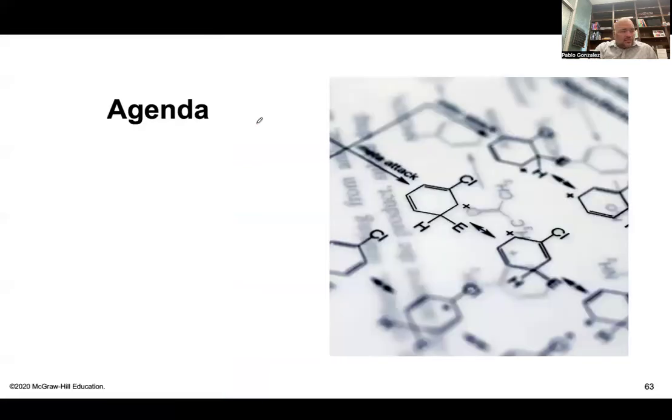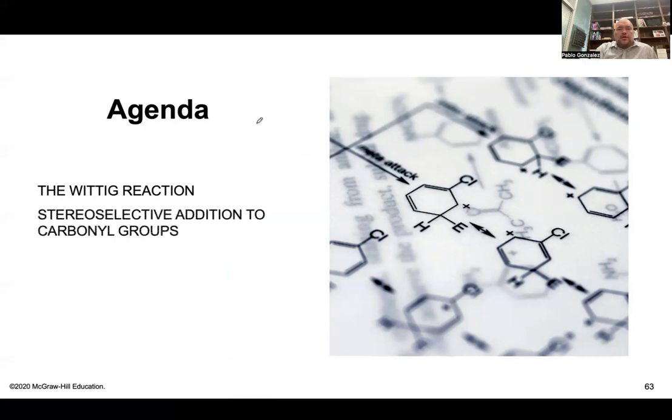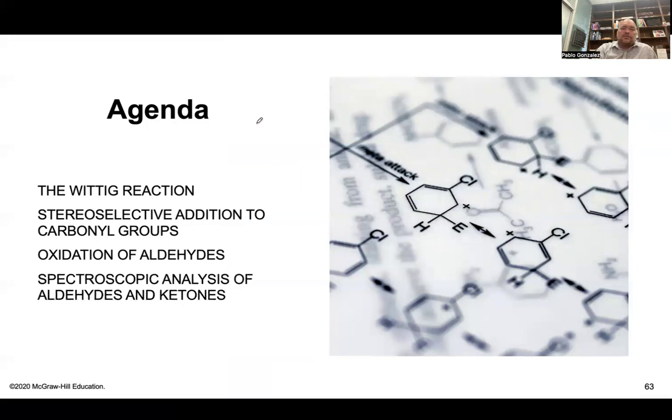So the last section of this chapter 18 is going to cover sections 18.12 to 18.15. The Wittig reaction is going to be the last nucleophilic reaction that we're going to see for the carbonyl groups. Then we're going to talk a little bit about stereoselective addition to carbonyl groups, oxidation of aldehydes, and finally, spectroscopic analysis of aldehydes and ketones. We're going to talk about the more important types of signals that we're going to observe in NMR as well as infrared.